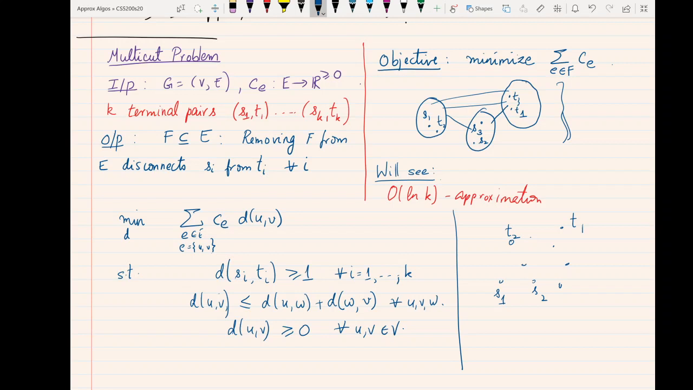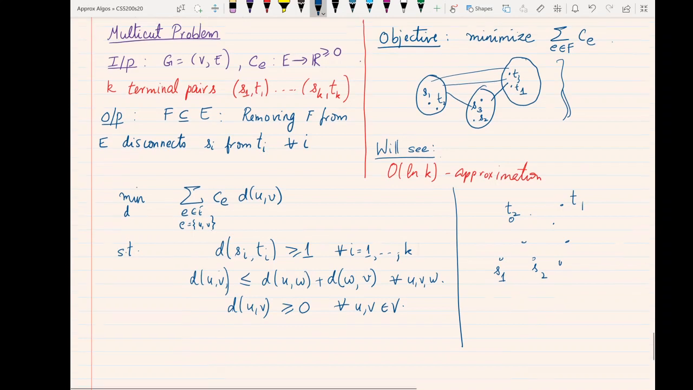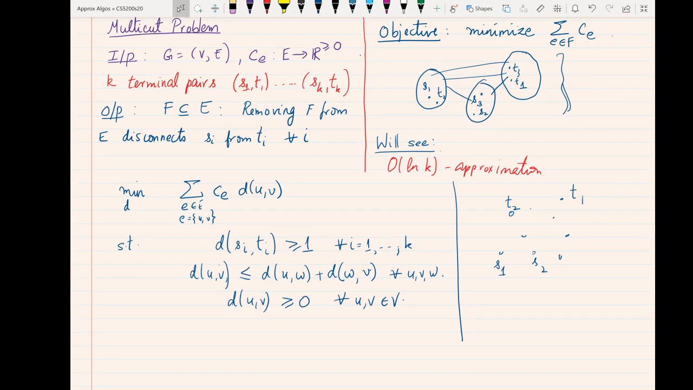So the S1 T1 distance is at least 1, the S2 T2 distance is at least 1, and so on and so forth. Just intuitively, how do we go about generalizing the previous algorithm to this problem? Well, as before, we are going to end up drawing balls of radius rho around the S_i's. The only distinction is that the balls around, say, S1 and S2 may overlap because S1 and S2 can be close to each other. So I draw a ball of radius rho around S1, and you see that it might end up containing S2, but we don't really care about this now.